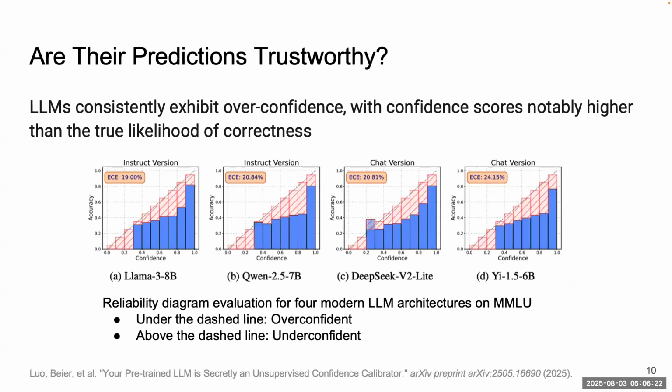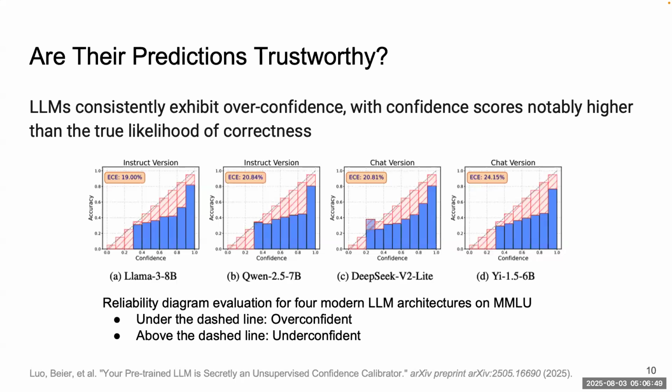So they're finding that large language models exhibit overconfidence, which means that their confidence scores are higher than the true likelihood of correctness. So in this figure here, you will see this language model consistently exhibits overconfidence, with the x-axis being the confidence and the y-axis being the accuracy.